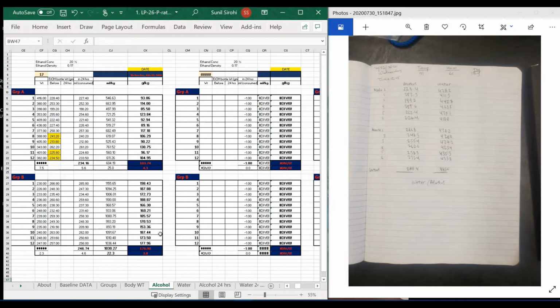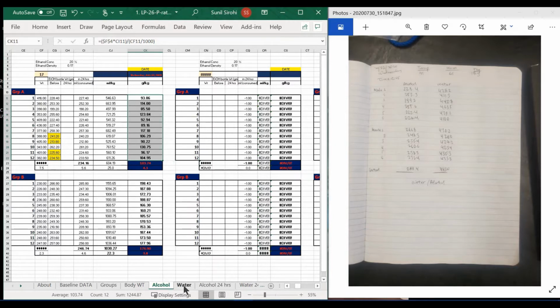This is the alcohol tab. The way this alcohol tab works is that you have to fill only these 3 things, in any of these columns or blocks. You fill all these things, and then everything is calculated automatically. What we care about is this G per kg consumption, gram per kilogram alcohol consumption. That'll tell you how much alcohol they consumed, okay?